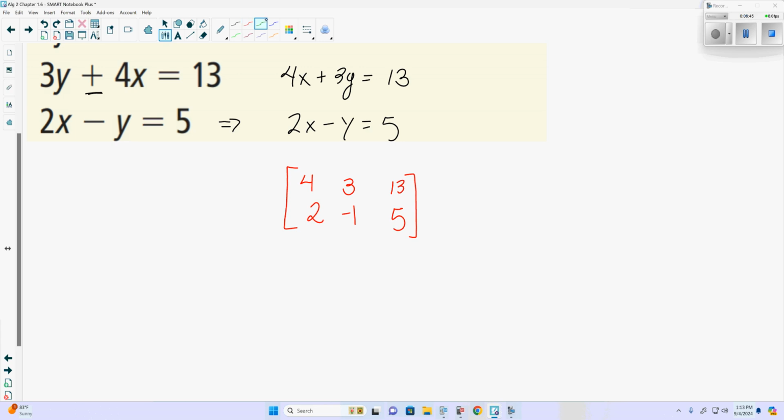Now we need to state the dimensions. How many rows do we have? 2. How many columns? 3. So the dimensions are 2 by 3. Questions on this here?